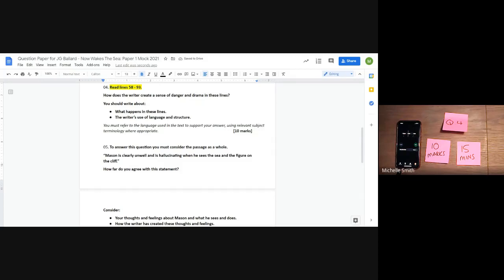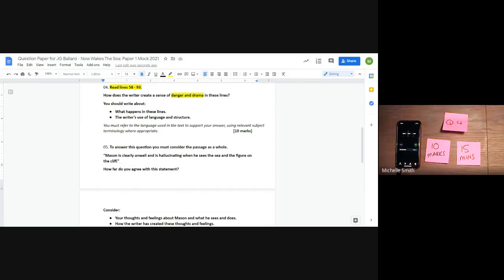And the question, how does the writer create a sense of danger and drama in these lines? Okay, interesting. Two things we can look at there, danger and drama. So we're looking for things that sound a little bit scary, a little bit sinister, something that's foreboding. This could be tone, it could be the actual words, it could be what happens. And also anything that sounds quite dramatic.